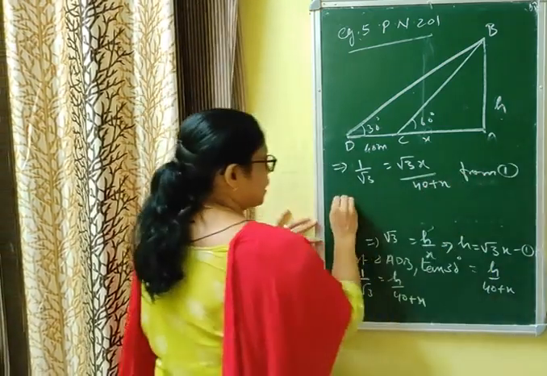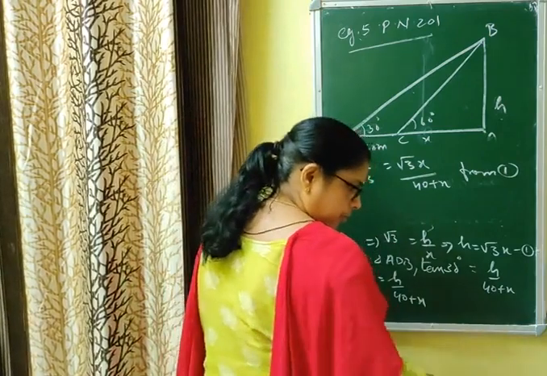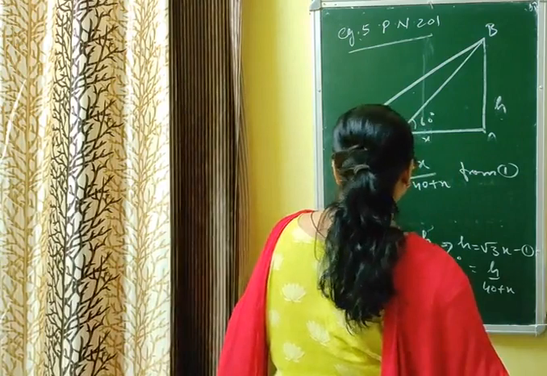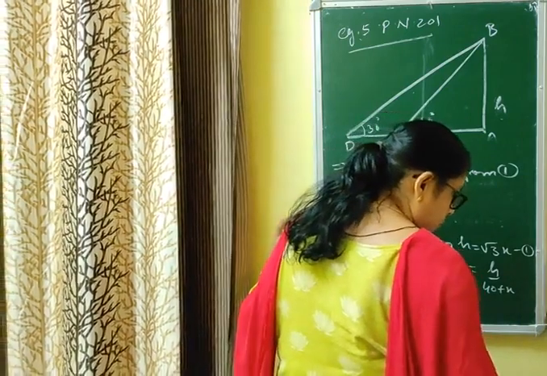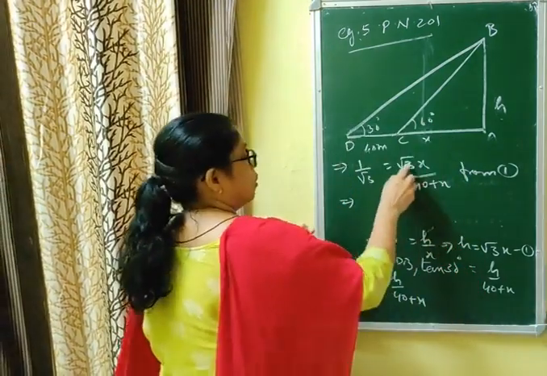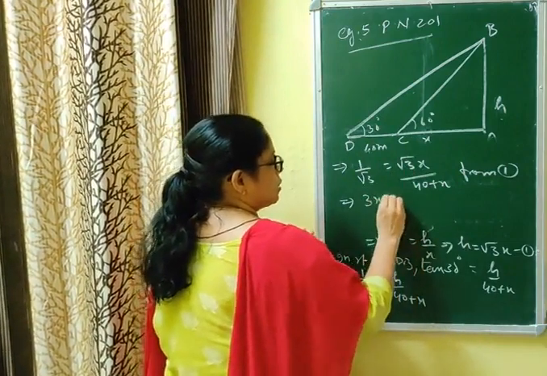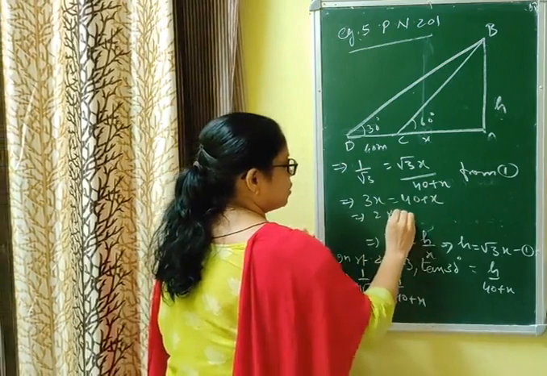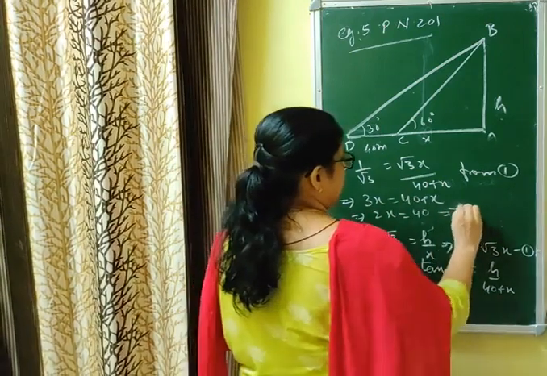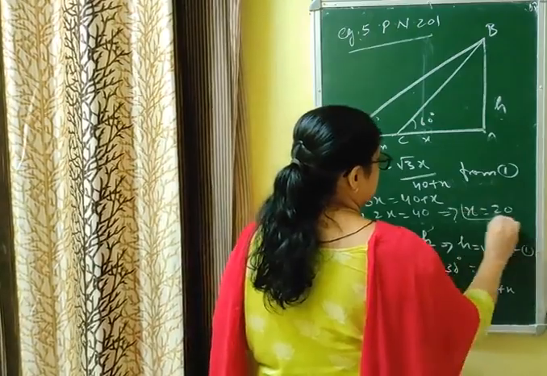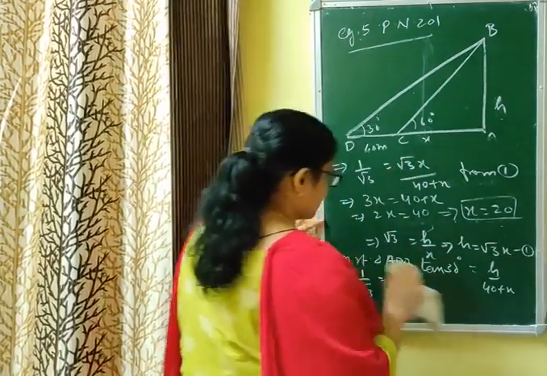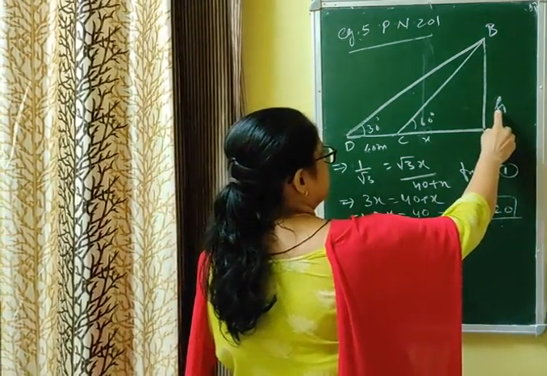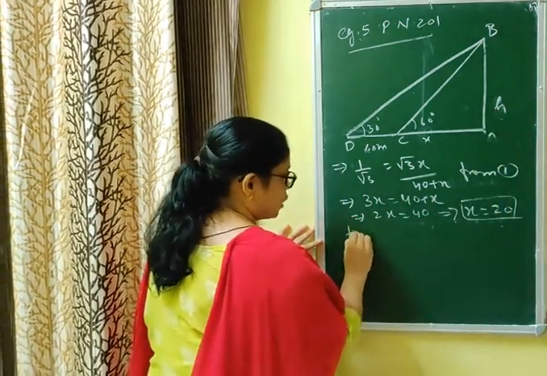And by cross multiplication you will get root 3 into root 3, 3x is equal to 40 plus x, implies 2x is equal to 40, implies x is equal to 20. That means you got the value of x equal to 20. But you are not asked to find x. You are asked to find the value of h. From 1. What was the equation 1?